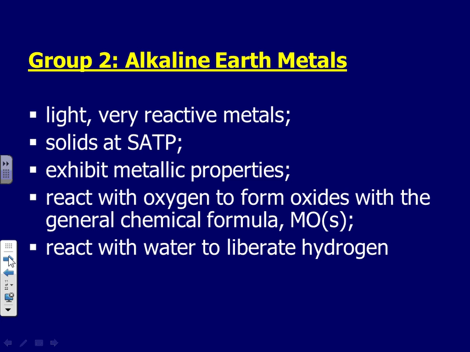All right. So group 2, the alkaline earth metals. Again, they're very light and they're reactive. Again, they're solids. They have metallic properties. They tend to react with oxygen to form oxides, and their formula tends to be 1M to 1O, because again, just like the last one, oxygen, remember, needs 2. These group 2 guys have 2. They do a nice trade and they make the oxide.